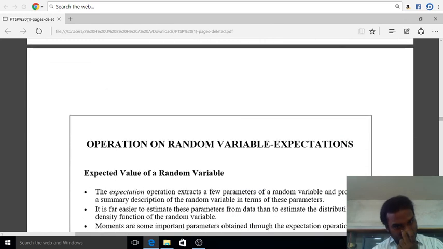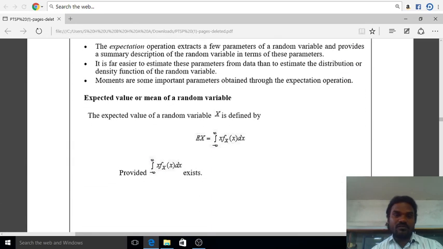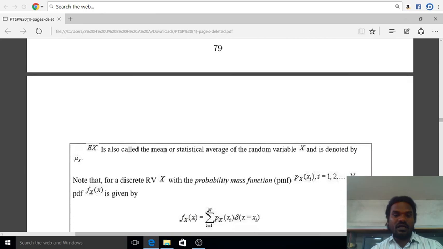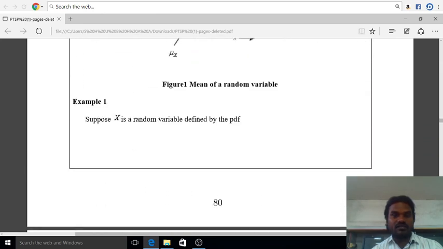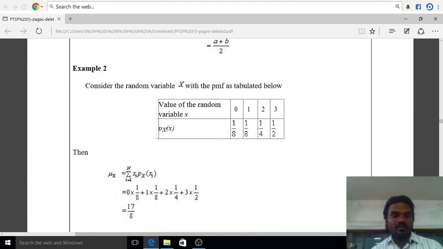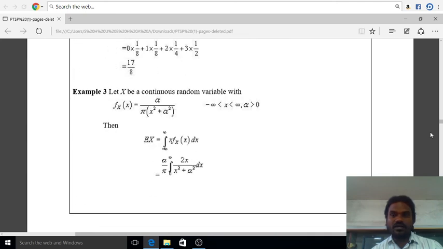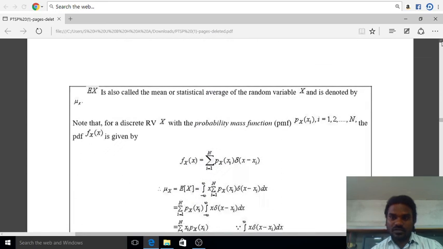Next we have to see the next topic, operations on random variables and expectations, which comes under the third unit. Tomorrow we are going to start the third unit. As for the first unit and second unit, whatever we have studied, all of these are very important topics. Coming to the next topic in the syllabus, that is from the third unit, in tomorrow's class I am going to start the third unit.